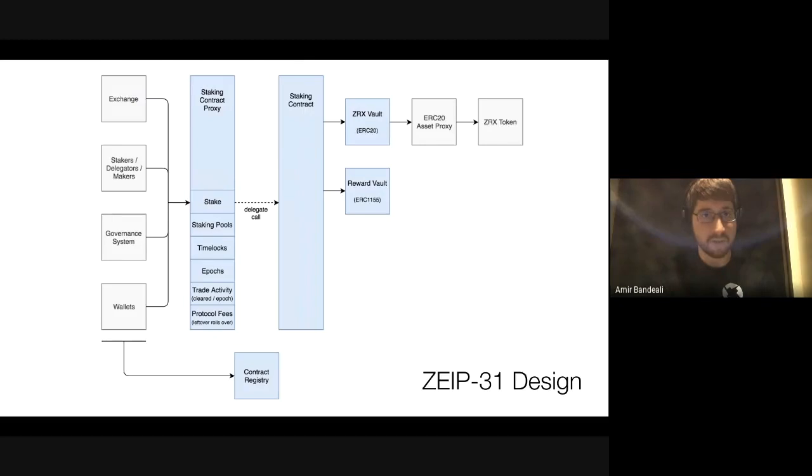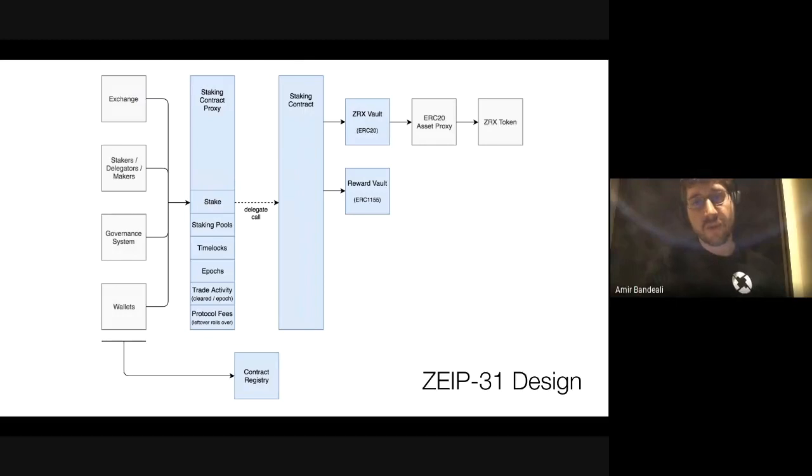But essentially, how it works is you have this staking contract proxy, which holds all of the state of the staking contract. But then you have the actual staking contract, which holds all of the logic, and the proxy makes a delegate call into this. And then you have these different vaults which hold the actual assets used for staking. So there's a ZRX vault, and then there's also the reward vault, which collects all the rebates for each epoch.